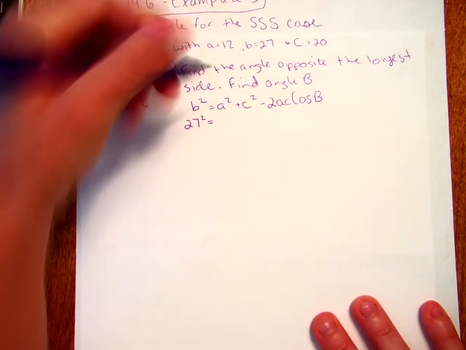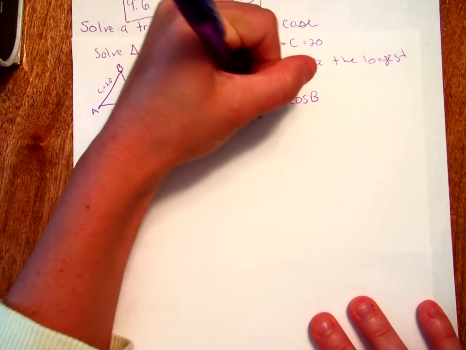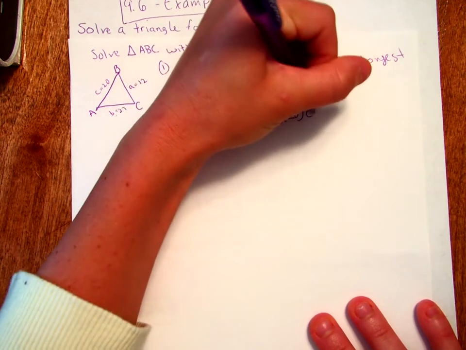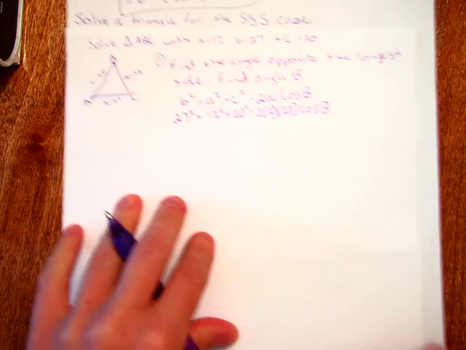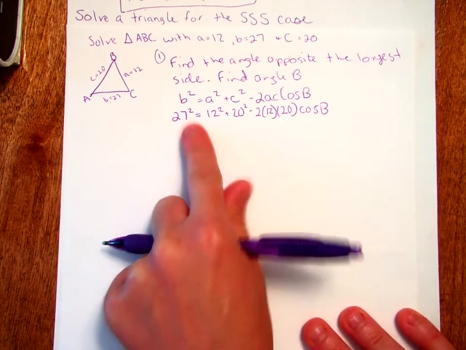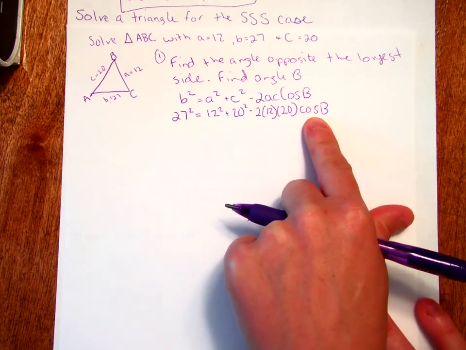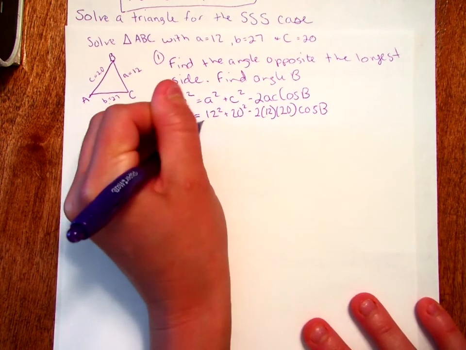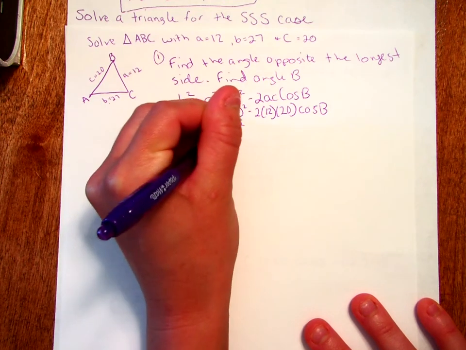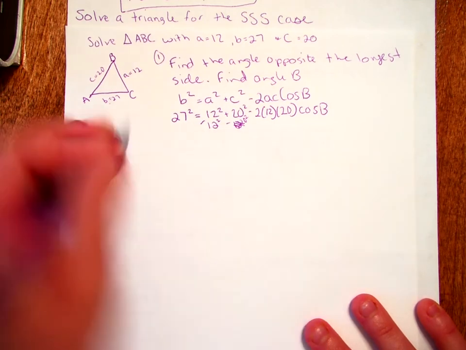27 squared equals 12 squared plus 20 squared minus 2 times 12 times 20 cosine of B. Okay, so basically the only thing we don't have is here, but the difficult part is we have something equal on the other side. So we're basically going to try to isolate this variable. So we're going to take each piece and try to move it to the other side. So we're going to start by subtracting 12 squared and 20 squared and move it to this side.